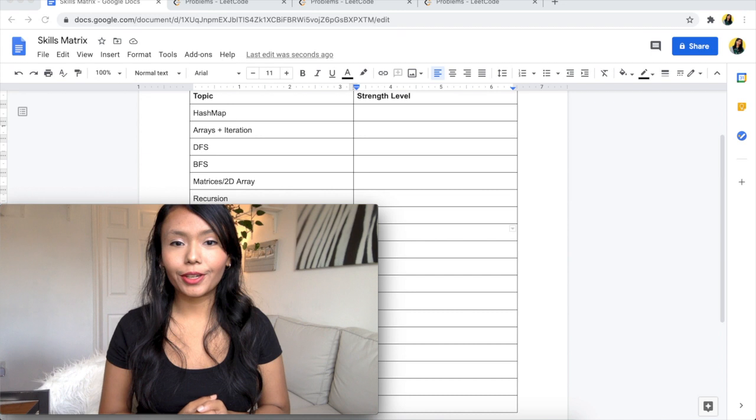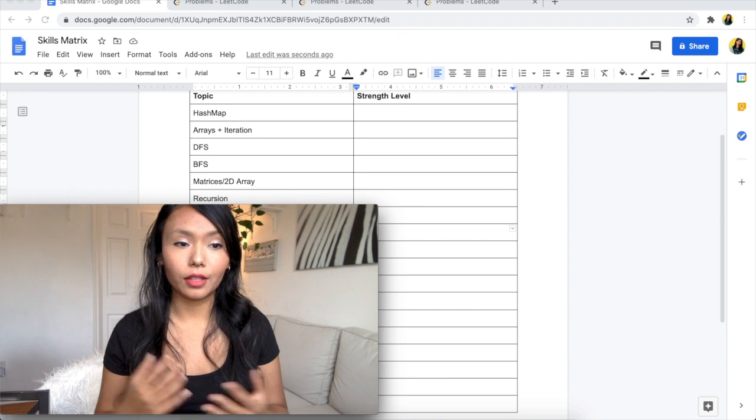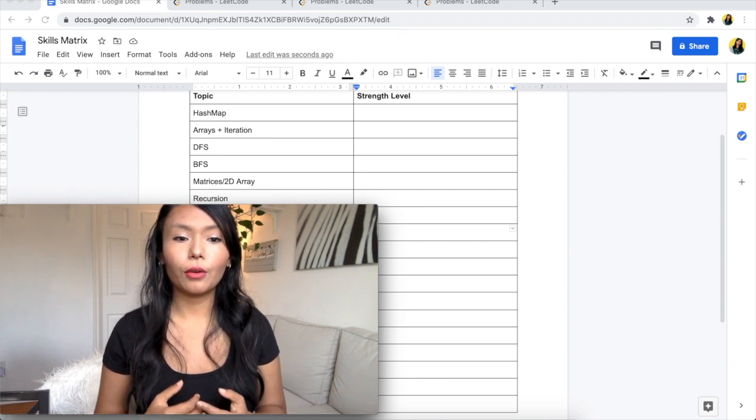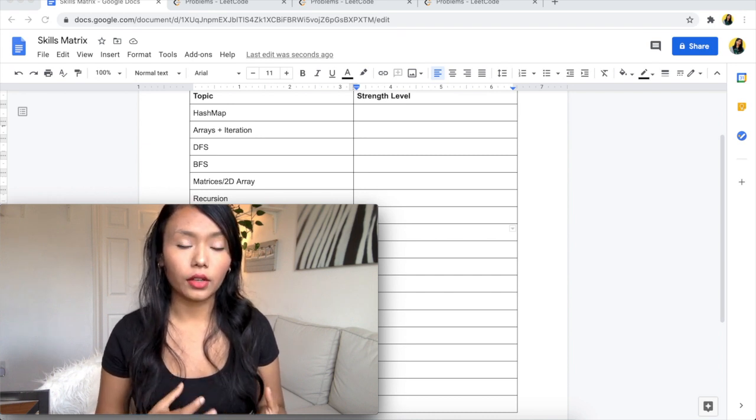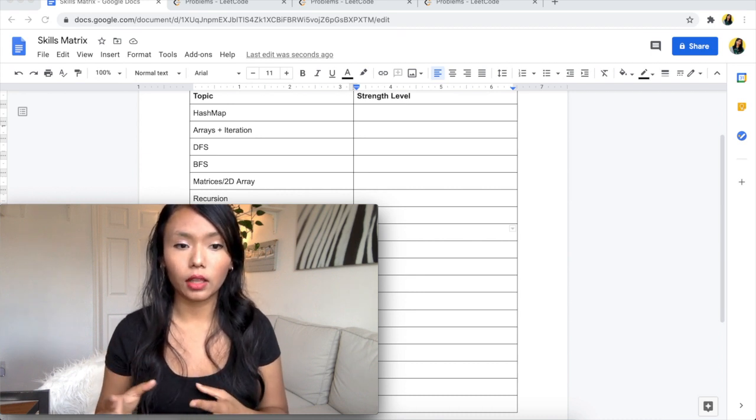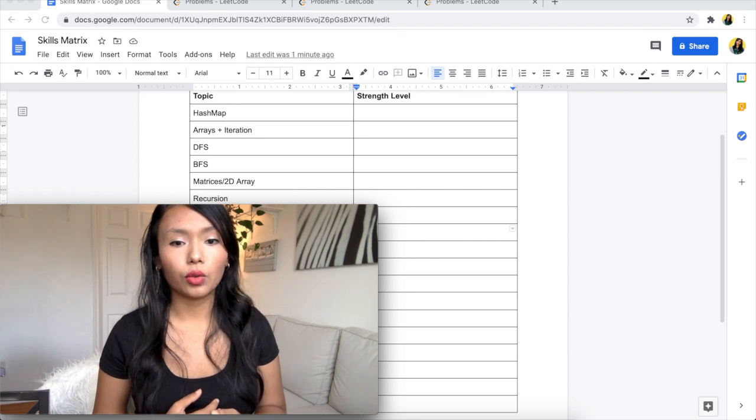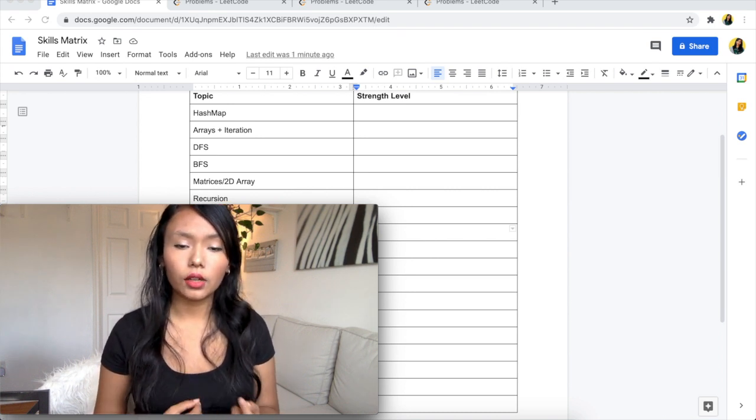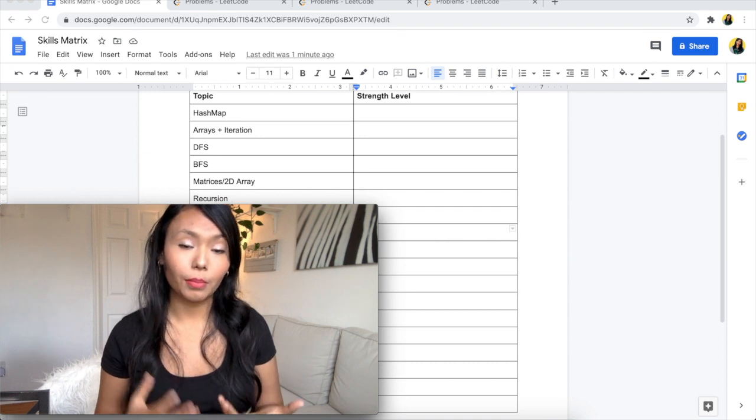The next trick I have for you is to understand what your strength level is in each of the categories as per the skills matrix that I created. So you need to understand which areas you need more help in than other areas. And a good way to understand that is fill out this strength level column and identify which areas you're strong in, which areas your strength is medium level, and which areas your strength is low level. So in the areas that your strength level is low, those are the categories that you need to work on and solve more problems in Leetcode to get better at those areas.